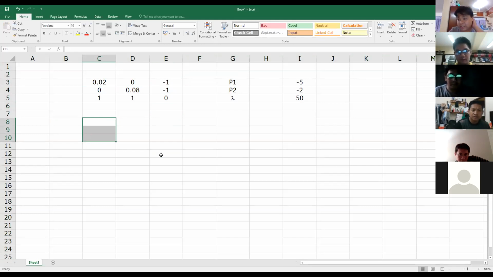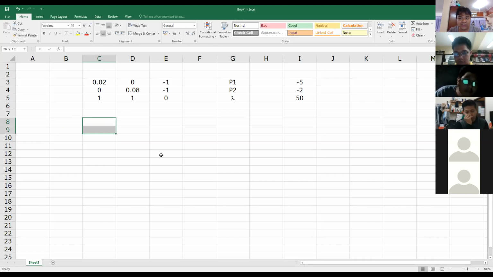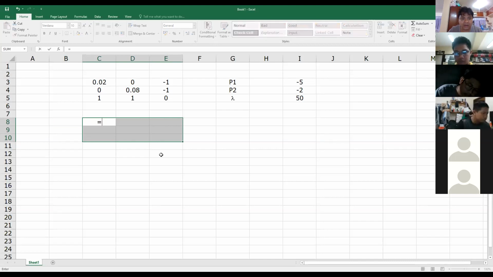You can only get an inverse of a matrix if it's a square matrix. You cannot get an inverse of a non-square, rectangular matrix. A square matrix has equal rows and columns. In this case, 3 rows and 3 columns, so we can inverse it. To inverse, highlight 3 rows by 3 columns in Excel where the inverse will land. While it's highlighted, type equal MINVERSE.